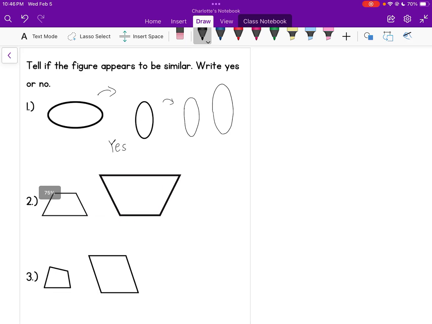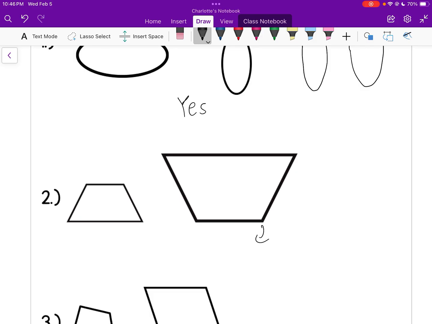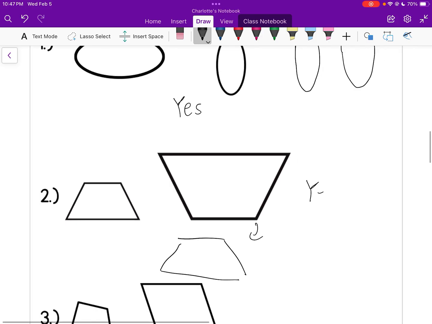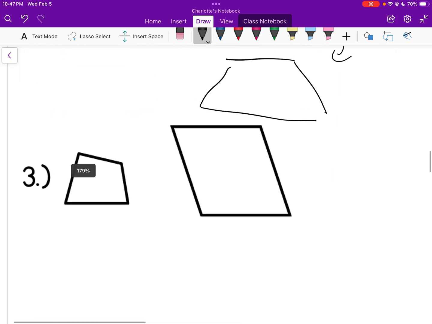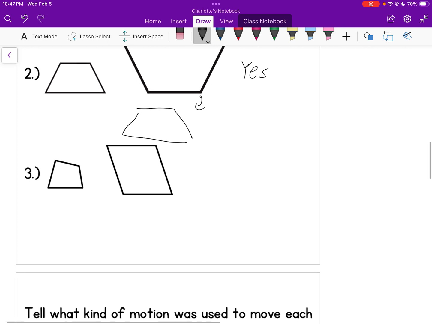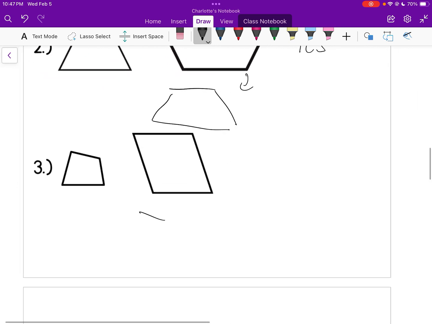And for number two, this is a trapezoid for both of them. And if you flip this one, it should look like this one too. So we'll say yes too. And number three is a trapezoid and a parallelogram, a rhombus, maybe. But this one's like this right now, this trapezoid that we have, and it's like this for the second one. So it's no.